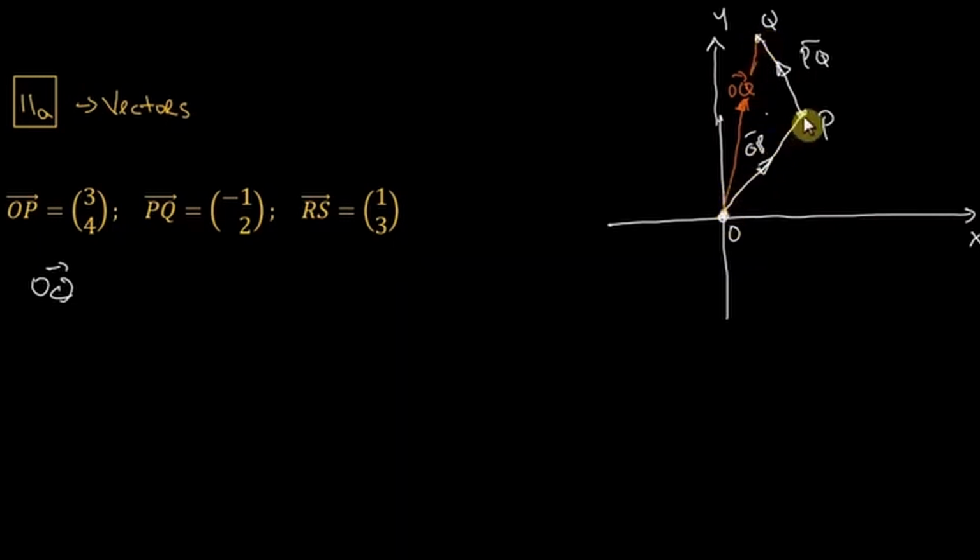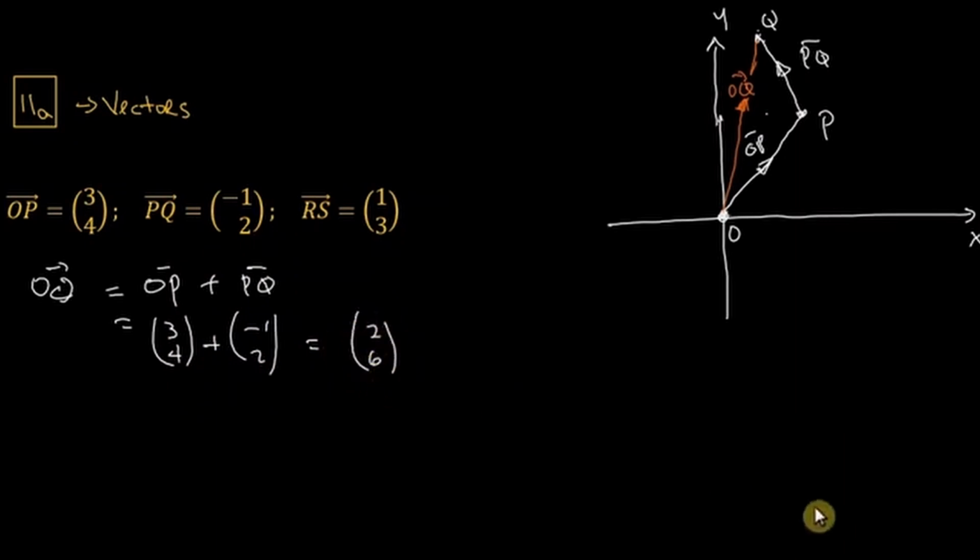So I'm going from O to P, and I'm going to add PQ. And I have vectors for those. So I can write OP as (3, 4) plus PQ, which is (-1, 2). I sum those two and I have (2, 6).